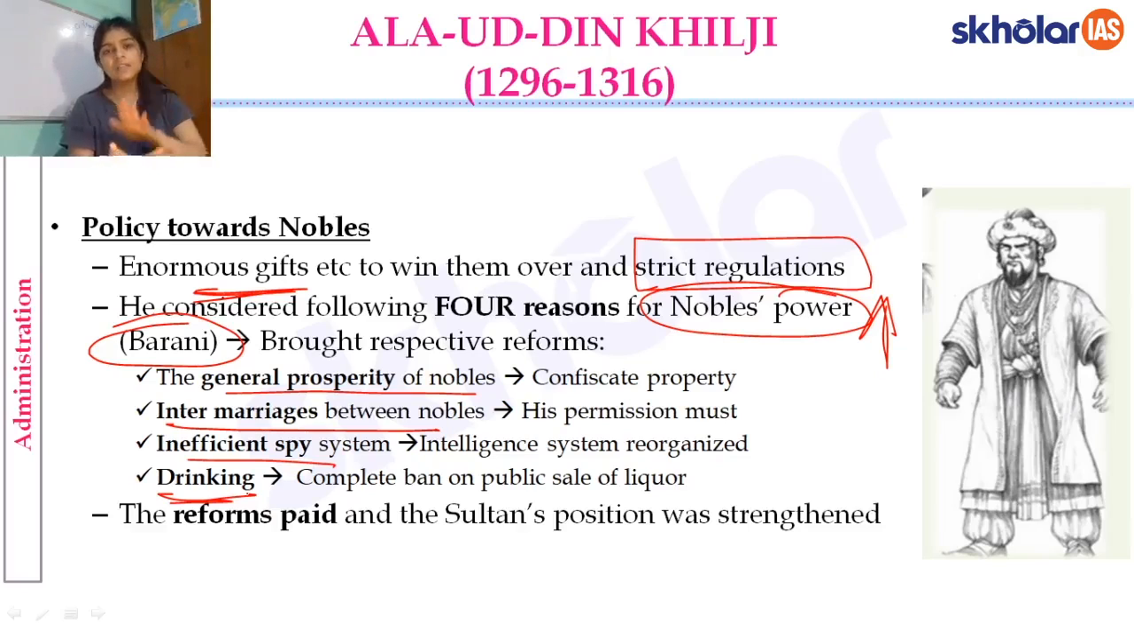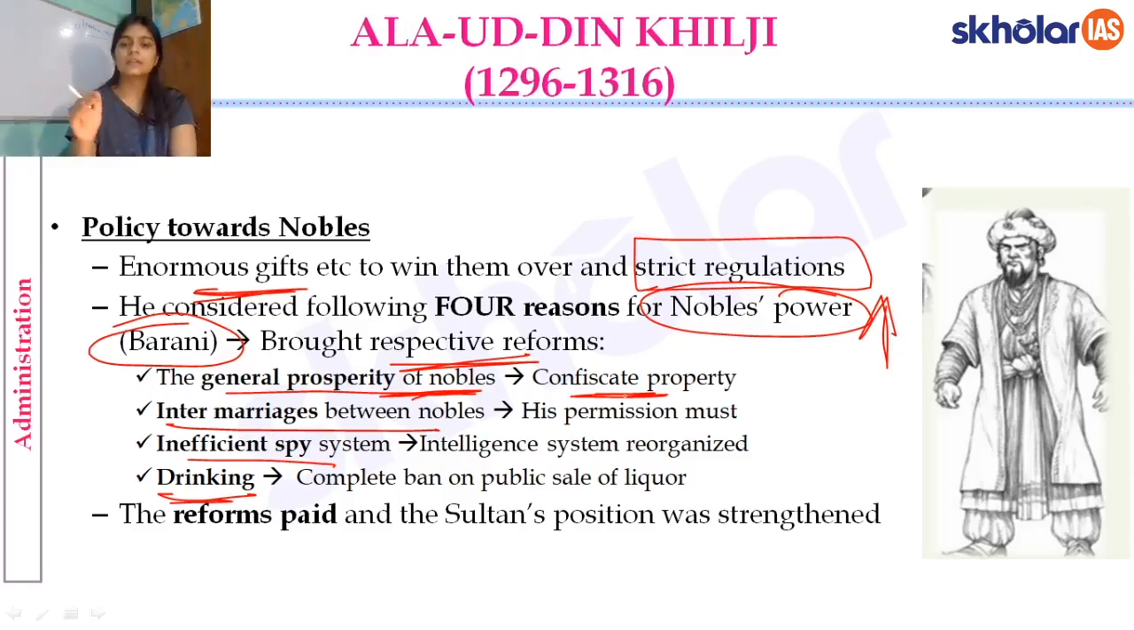Now, after he thought of these reasons for the nobles' power, he came up with the respective reforms. So this is the problem or the reason, and this is the reform. We'll see the reforms problem-wise. The first problem we understood was the general richness or prosperity of the nobles. So what was the reform that he brought? Take away their property, confiscate or impound their property. When they will not have any property, they will not be rich and they will not be powerful.